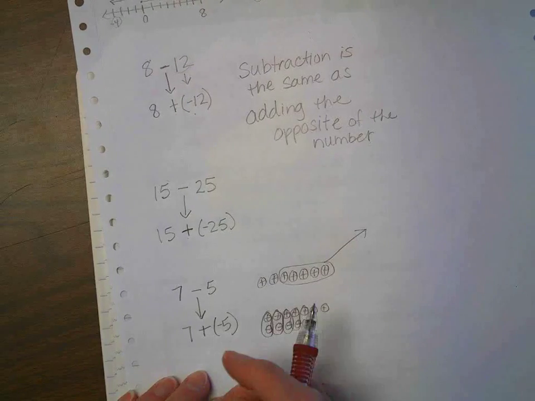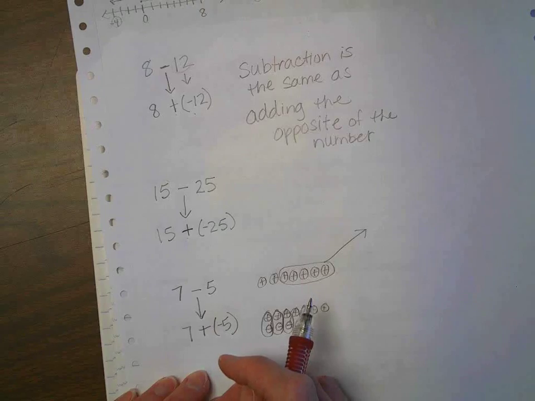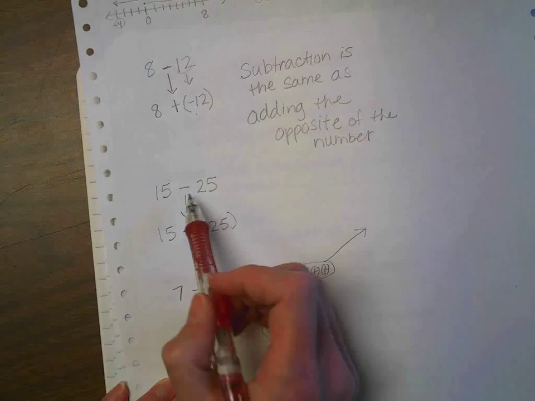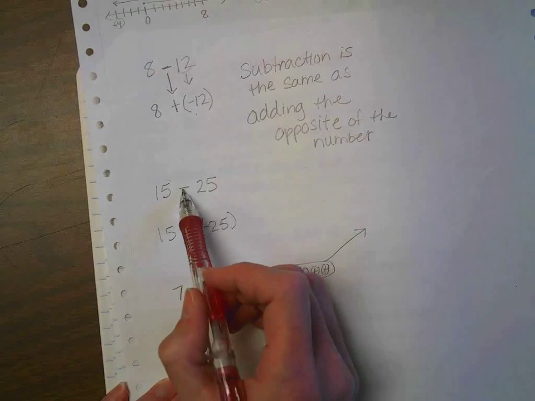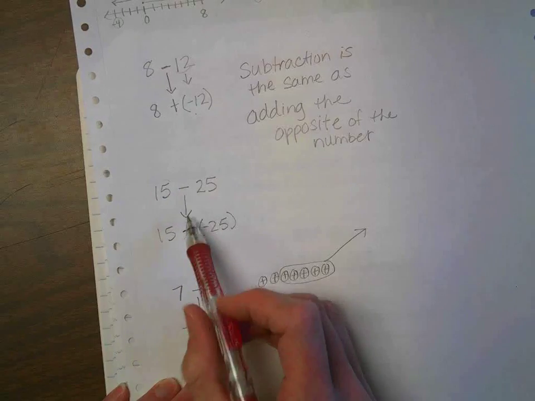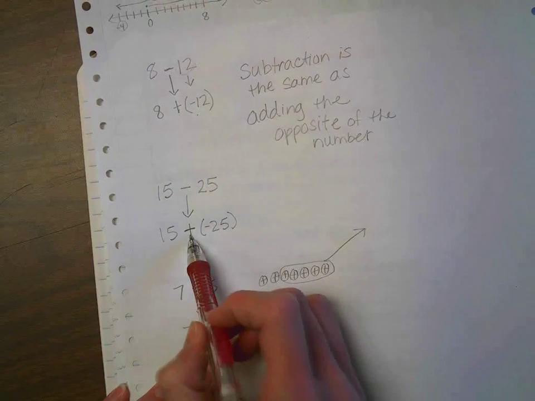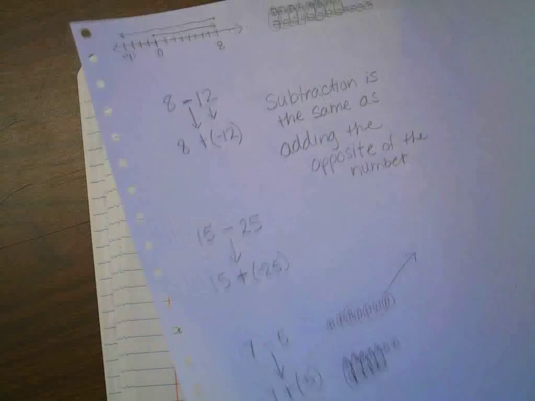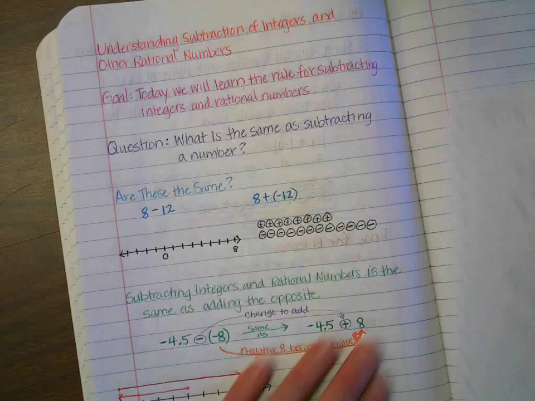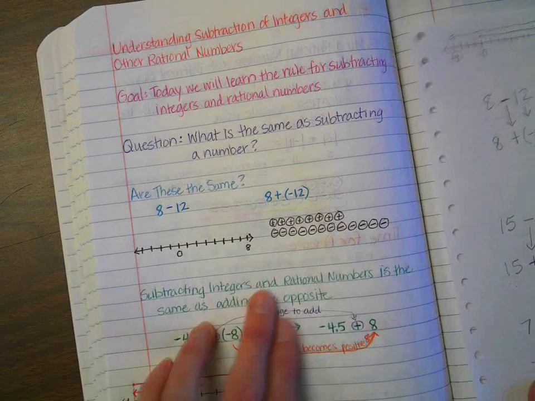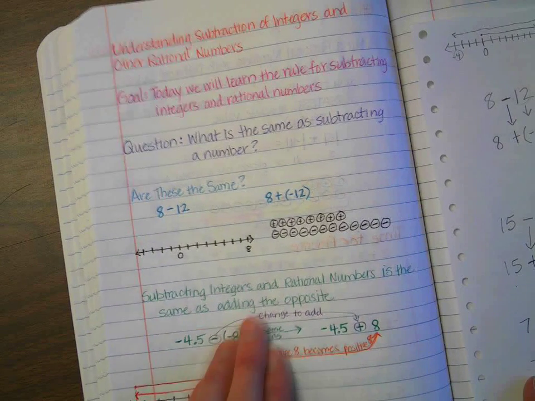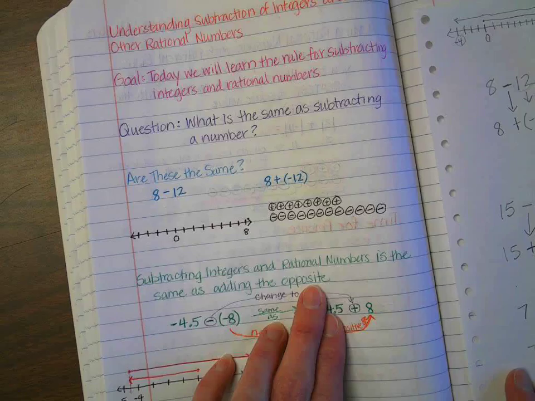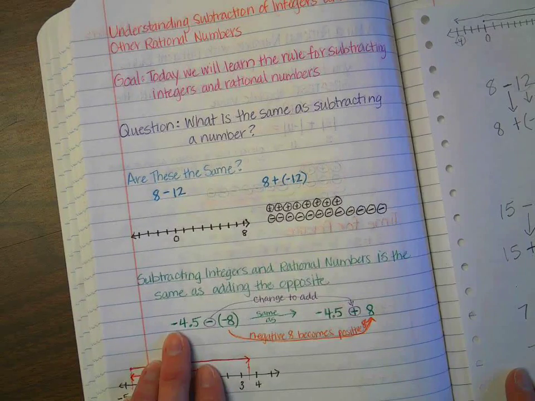Okay? So the reason why I'm teaching you this, boys and girls, is because you're going to get into problems that are really difficult. But if you remember, every time you see a subtraction symbol, that you can turn it into an addition problem of the opposite, then it will make your life so much easier. Okay, so let's take a look at this really quickly. Subtracting integers and rational numbers is the same as adding the opposite, which we just talked about.